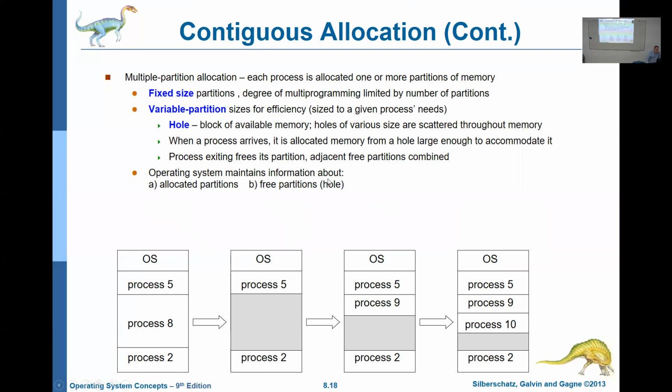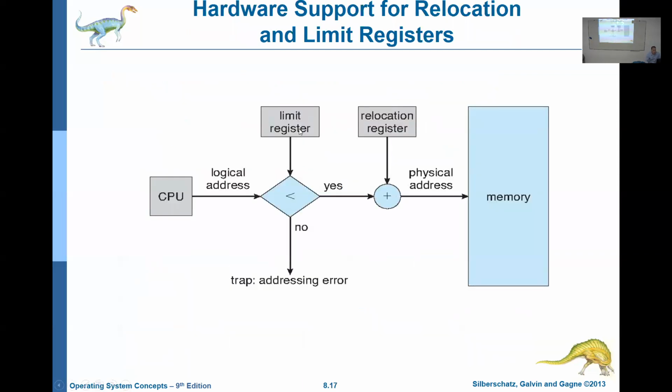Operating systems maintain information about allocated partitions and free partitions, or holes. In other words, we need to know at all times which memory is being used by which processes. So essentially, if we go back to this picture, it means that for each process, we're going to have its limit register and its relocation register. In other words, how big is it and where does it start from?